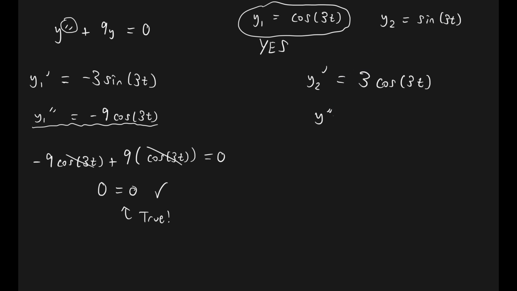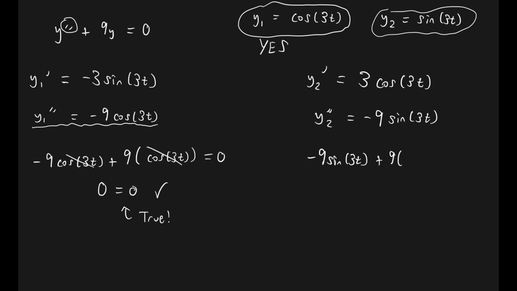And then our second derivative of y2 is, using the chain rule again, the derivative of cosine is negative sine, and we know the derivative of 3t is 3. So this becomes negative 9 sine 3t. Now, if we plug this back into our original equation of y double prime plus 9y equals 0, we're going to get negative 9 sine 3t plus 9 times our original y2 term up here. So 9 times sine 3t has to be equal to 0.